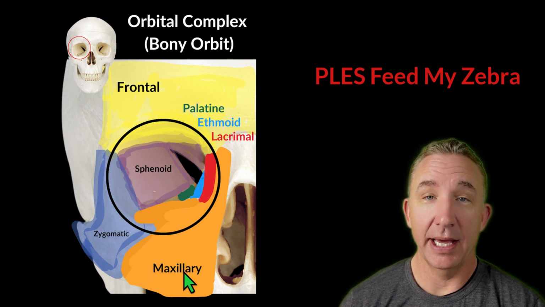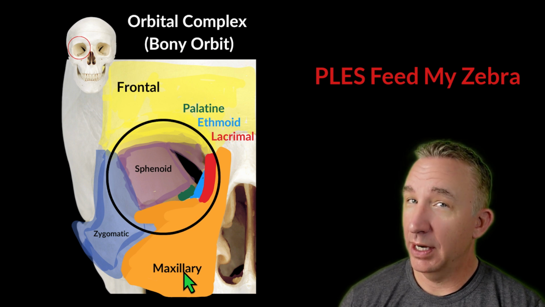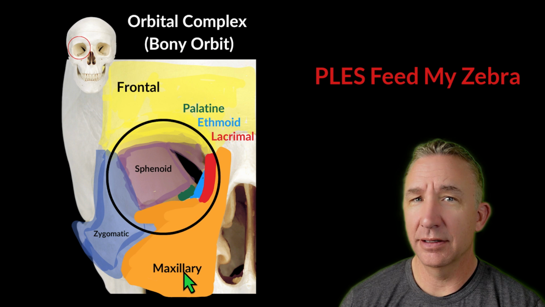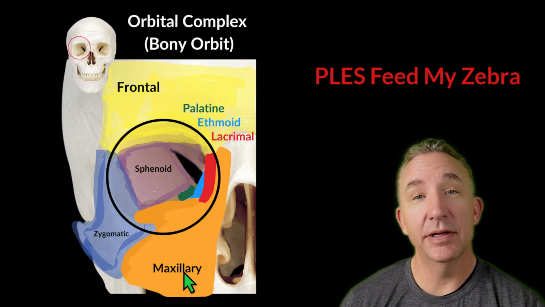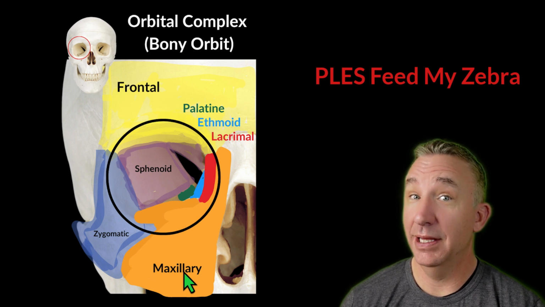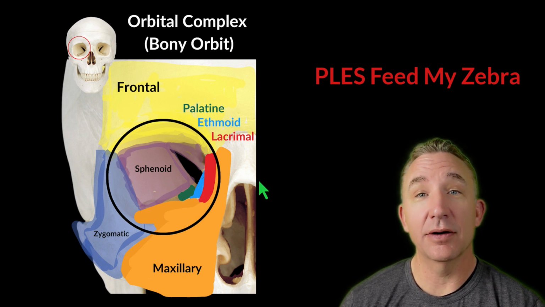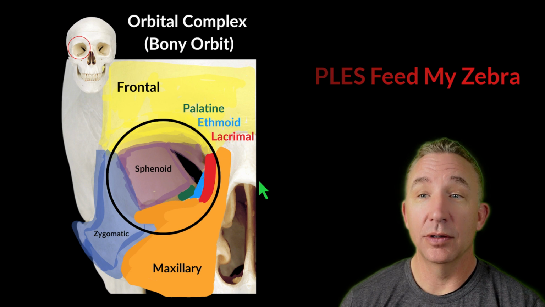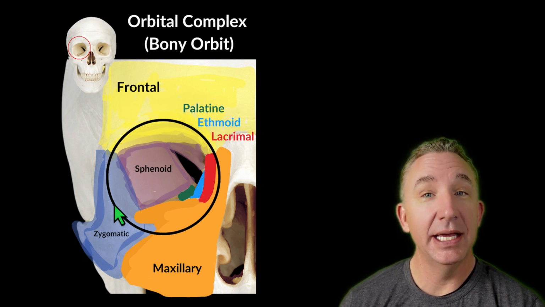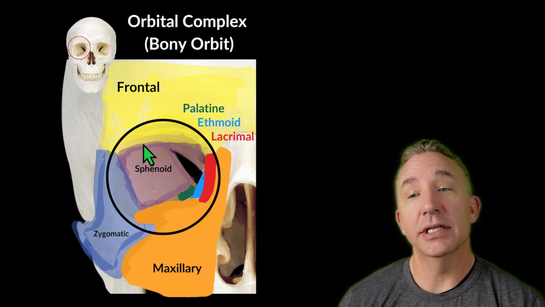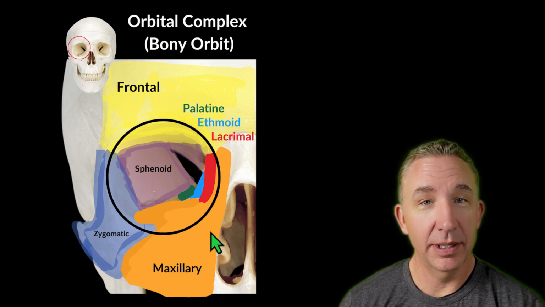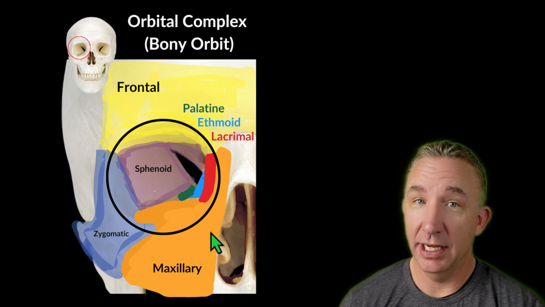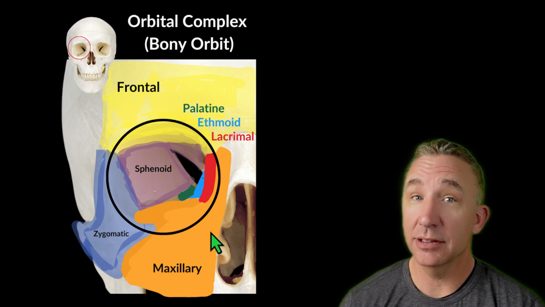Sometimes not a fan of mnemonics, as we've seen in a previous video, because now you're learning something completely different that's not associated with the eye at all, but some students like using them. So "please feed my zebra," but "please" is spelled P-L-E-S. This is how you can remember the 7 bones, but you're already learning them independently. So this is just a concept of understanding the bony orbit, or the orbital complex, is how these 7 bones fuse together to give me one distinct area to hold my eye.